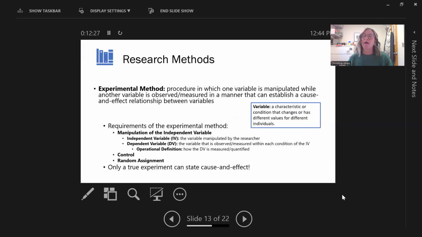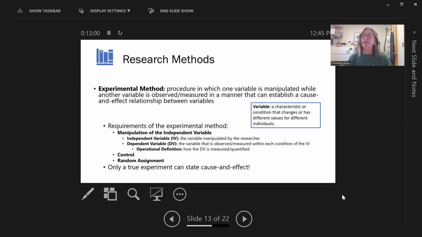So experimental research, on the other hand, can state cause and effect. This is the only type of research that can actually state cause and effect relationships between variables. And when we talk about a variable, it's usually a condition that changes for different individuals. So my aggression levels are going to be different than your aggression levels, and your aggression levels are going to be different than your classmates' aggression levels. So a variable is that condition or characteristic that changes.